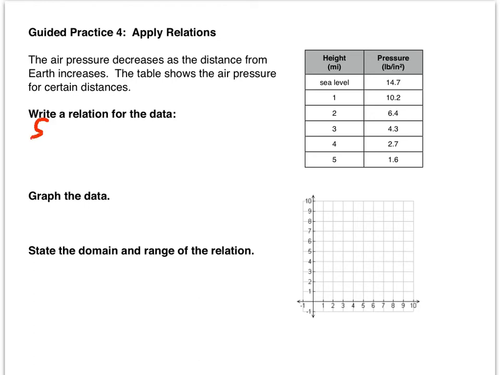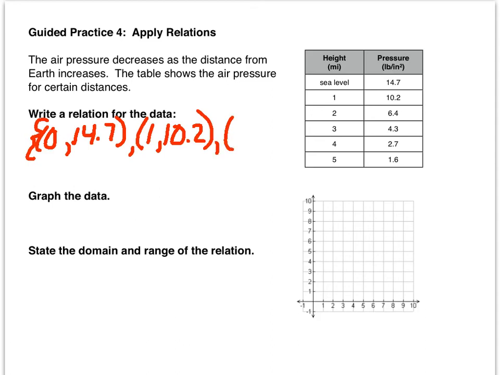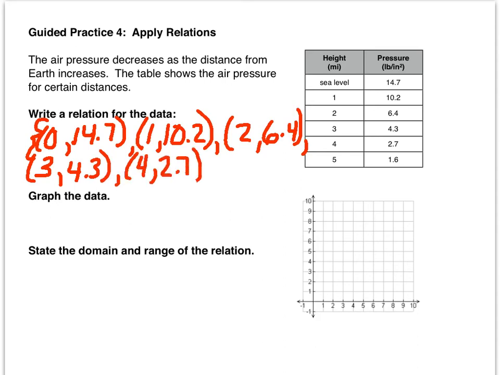So we'll write the relation using our brackets. We have 0, 14.7. 1, 10.2. Keep in mind it's difficult to write with the stylus, so I'm going to take up a lot of space here. 2, 6.4. 3, 4.3. 4, 2.7. And 5, 1.6. So it's a little bit messy, but I think you can figure it out. And then we're going to graph the data. Again, that's going to be very difficult with this stylus, but we'll give it a try.